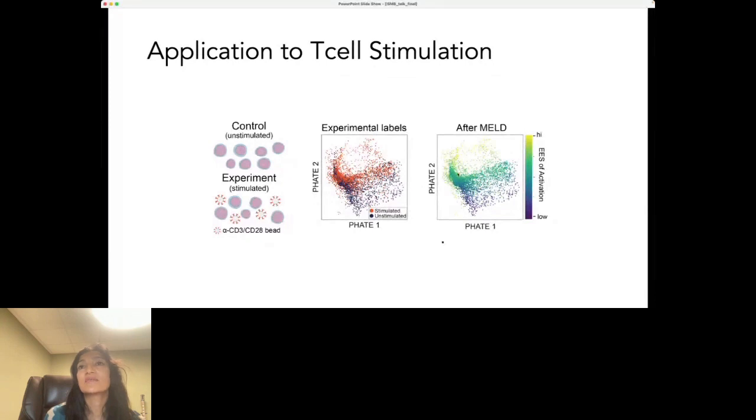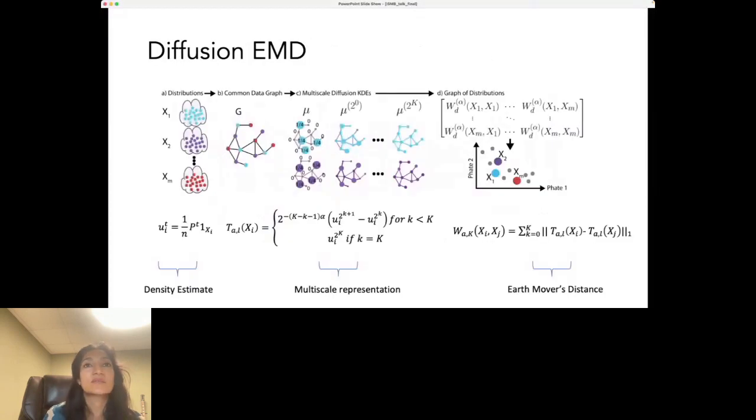If you take these T cells under control and stimulated experimental conditions, you see that the highly likely cells under the stimulation are here. This means these are the most activated cells in the population, even though I'm combining both the samples here. Before, we'd use this for comparing just a couple of pairs. Once this method was completed, we could do hundreds of samples and optimal transport between hundreds of samples.